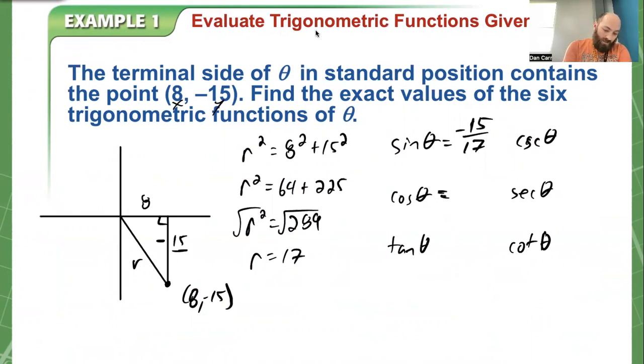Cosine is in the positive direction. Its x is 8, but still over the radius of 17. And then the tangent is y over x, so that's going to be a -15 over 8. Okay, so that's where we're going off of that one.